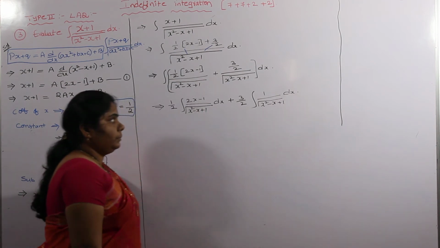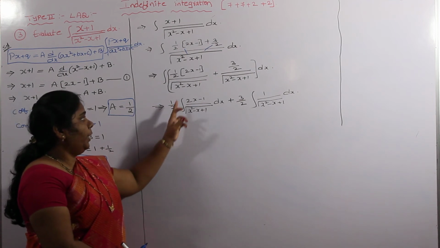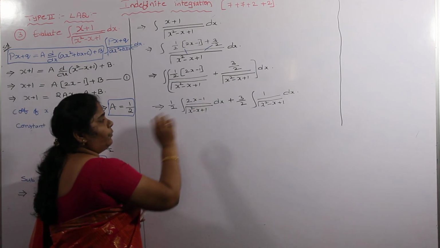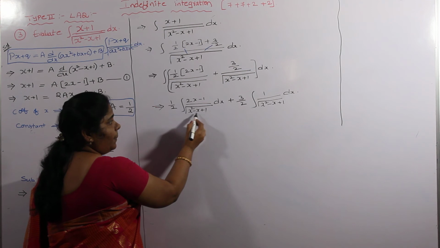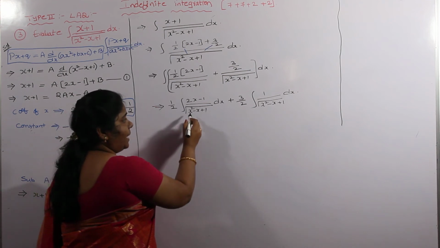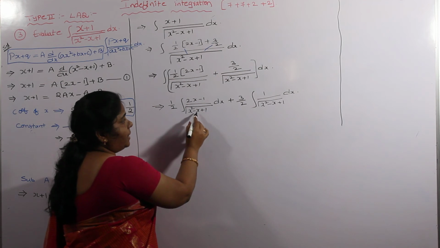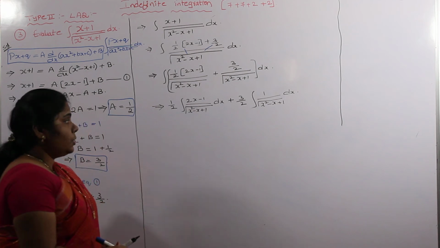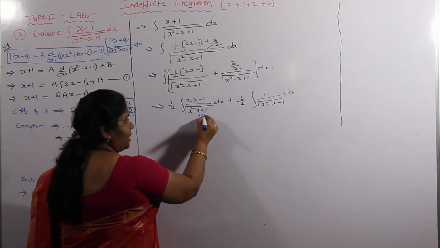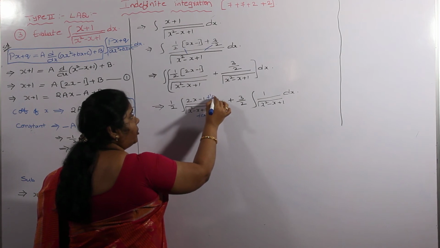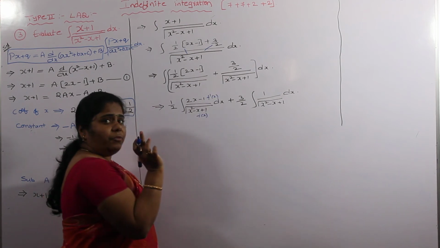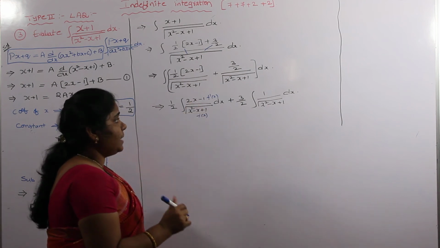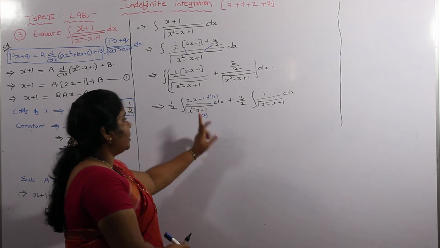Now the integral of 1 by 2 into the integral of 2x minus 1 by this. This is in the form of f dash of x by root f of x. How is it? The differentiation of x square minus x plus 1: x square differentiation is 2x, minus x differentiation is minus 1, and a constant differentiation is 0. So suppose this is taken as f of x, this becomes f dash of x. F of x differentiation is f dash of x. The differentiation of x square minus x plus 1 is 2x minus 1. So this is in the form of the integral of f dash of x by root f of x.